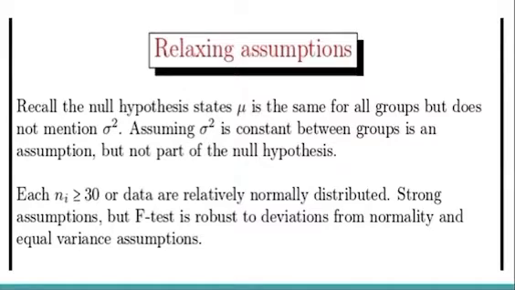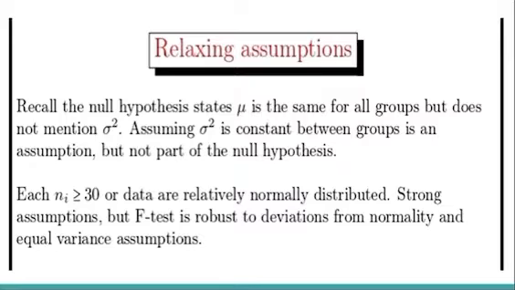Now, relaxing assumptions. As I recall, the null hypothesis states mu is the same for all groups, but does not mention sigma squared. Don't forget, mu the same. When you look at the null hypothesis in analysis of variance, it only focuses on the mean. It does not focus on variance because it's assuming that variances are the same. That's an assumption that may not be true until you conduct a test.